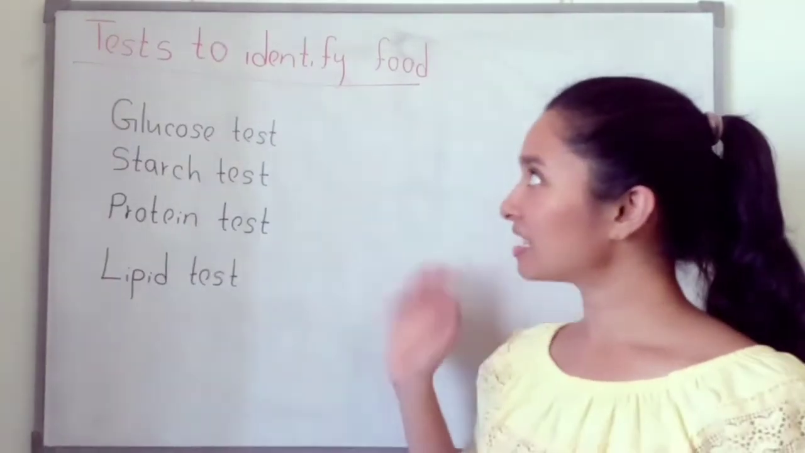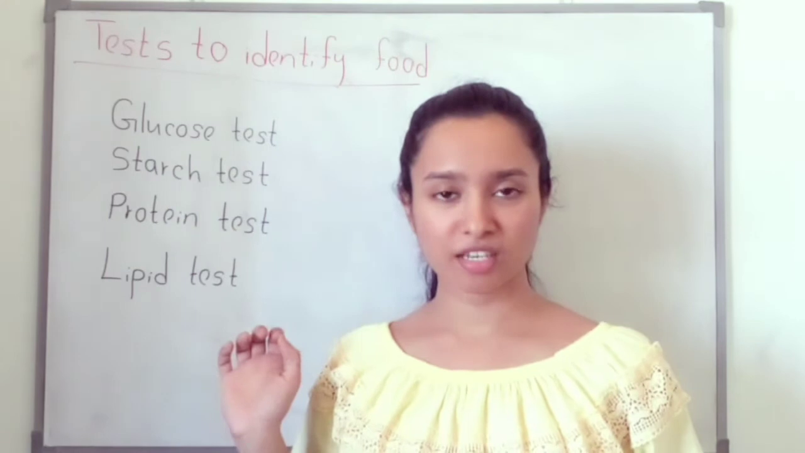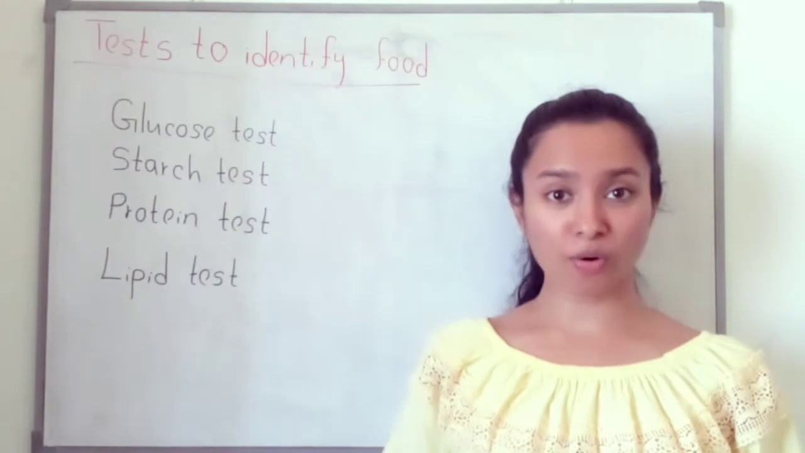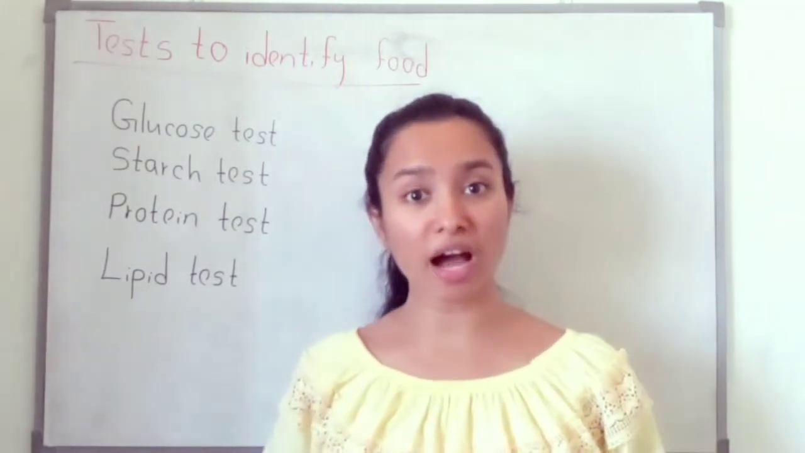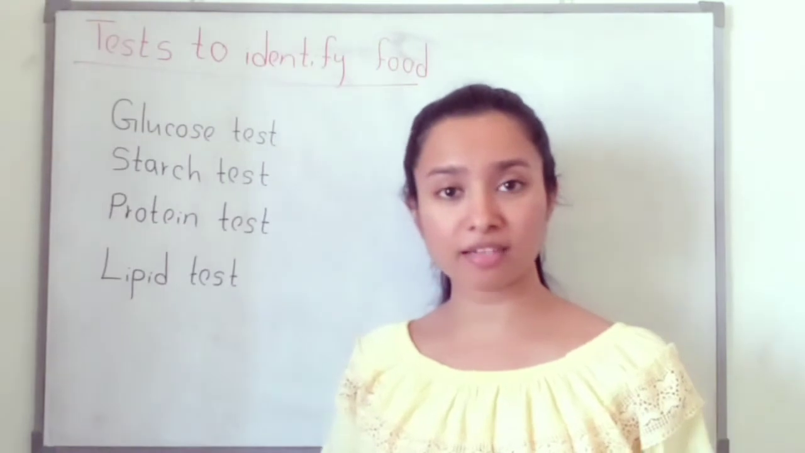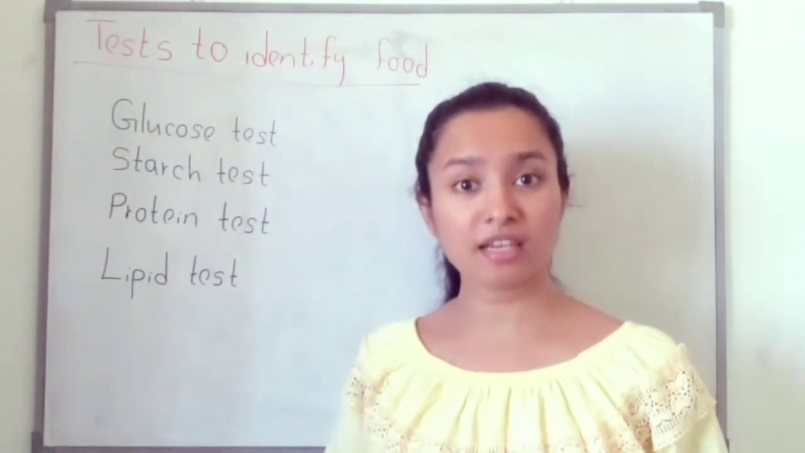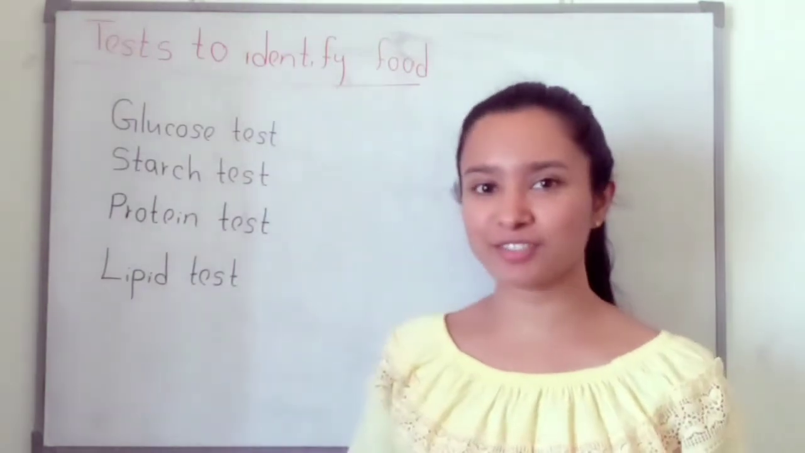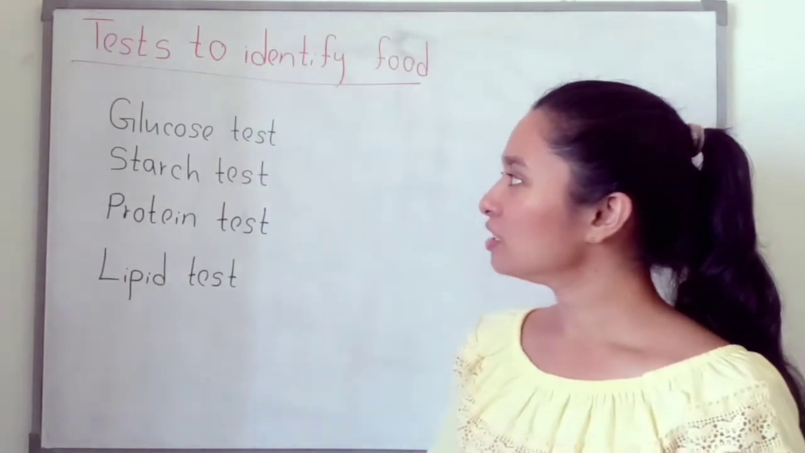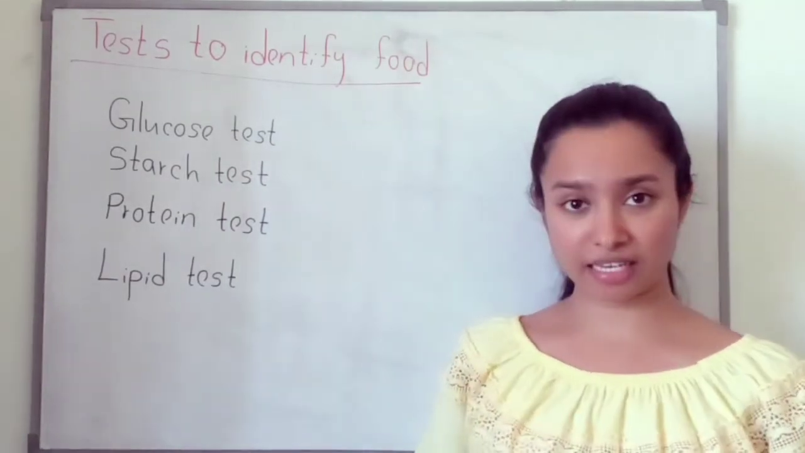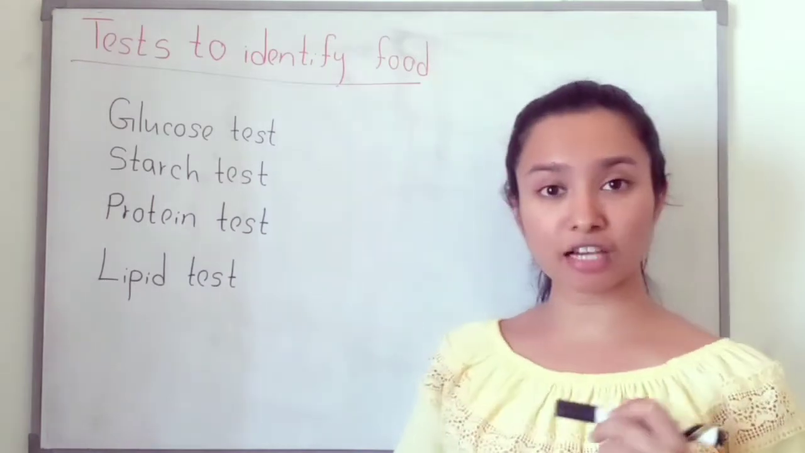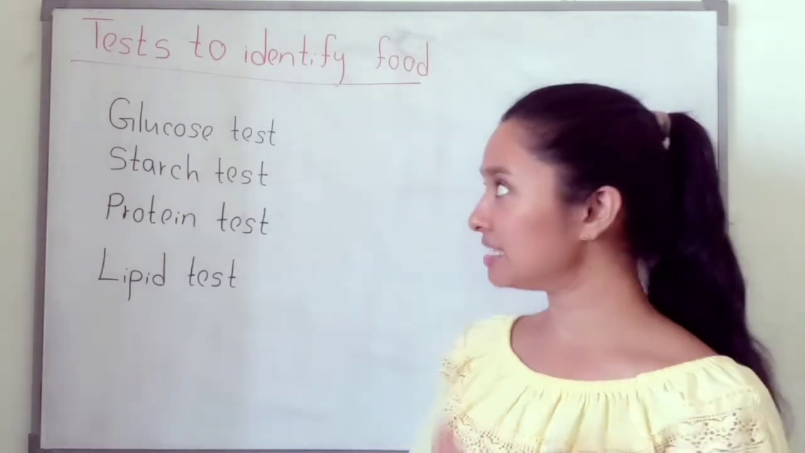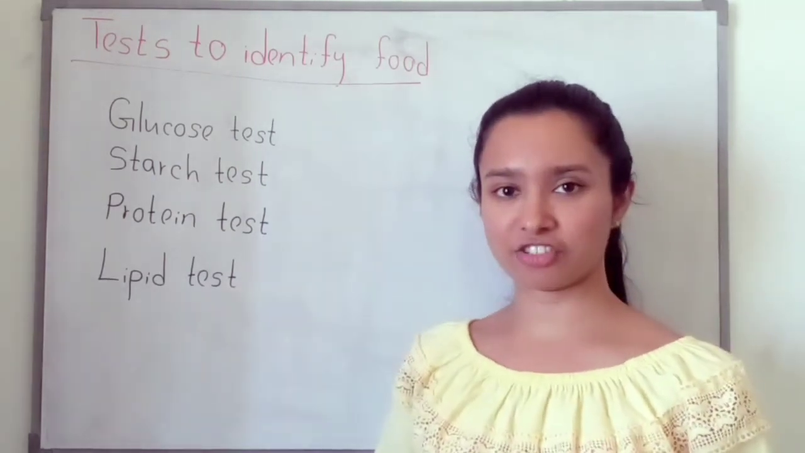Let's discuss tests to identify food. You know, there are different types of nutrients in the food. So there are some simple tests to identify whether there is carbohydrate, protein or lipid. These are the tests we are going to discuss today. Okay, glucose test and starch test. Glucose and starch mean carbohydrate. So in the food, we can see carbohydrates as glucose and also starch.